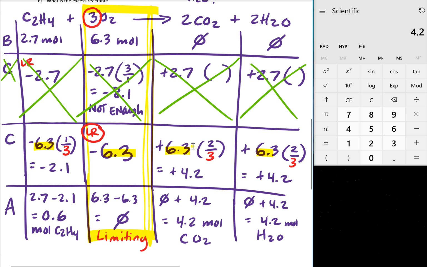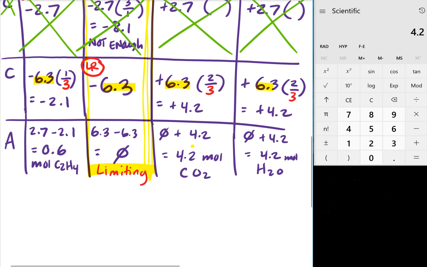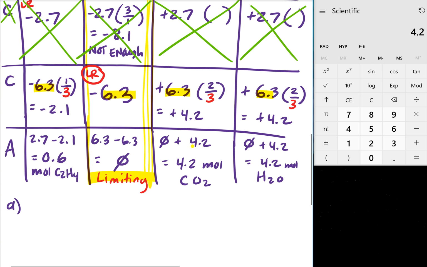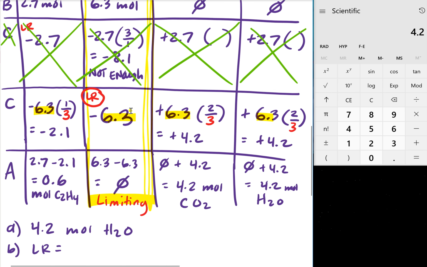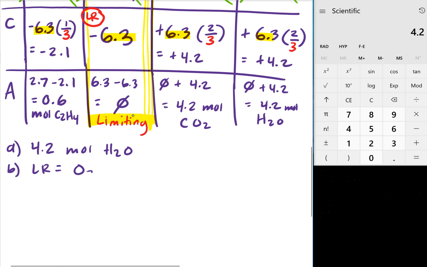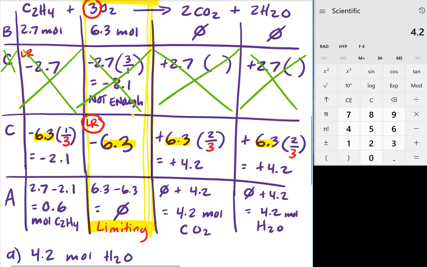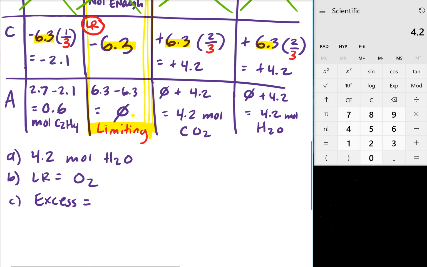Now to sum things up, part A, how many moles of H2O are made? Looking at your BCA table, 4.2 moles of H2O are made. Part B, what is your limiting reactant? Again, look at your BCA table. Your limiting reactant is the one that's 0 at the end. We said that was O2. And then finally, part C, the excess reactant. First of all, it has to be a reactant, so the left-hand side of the arrow. You have extra C2H4. So that means C2H4 is your excess reactant.